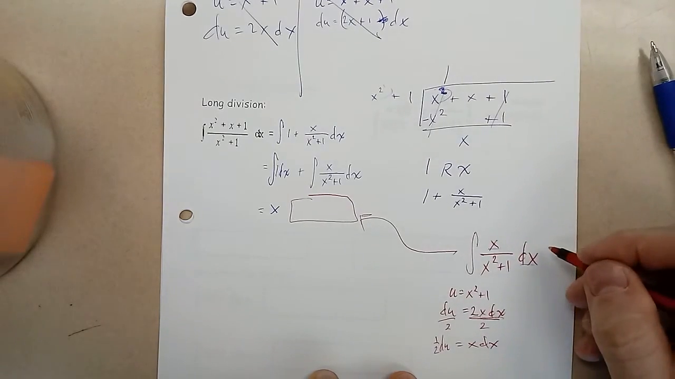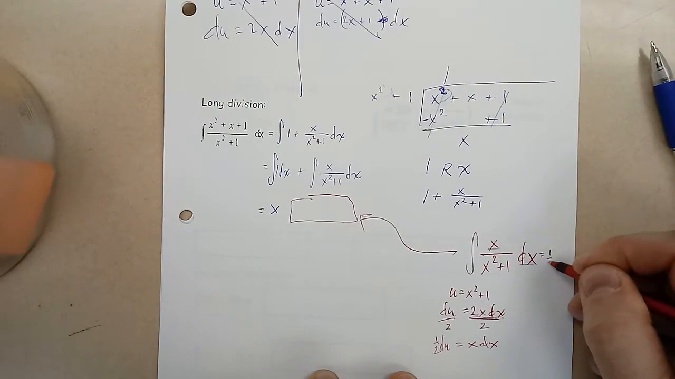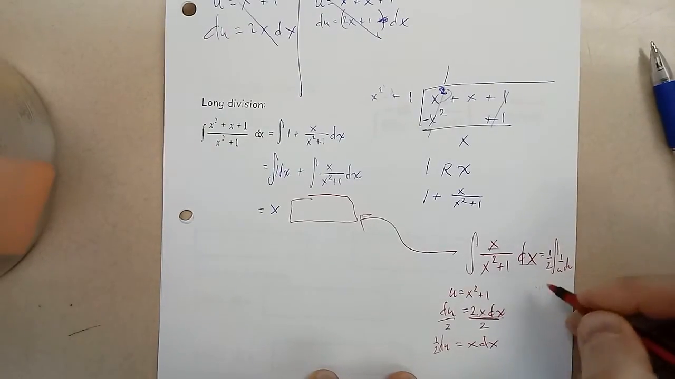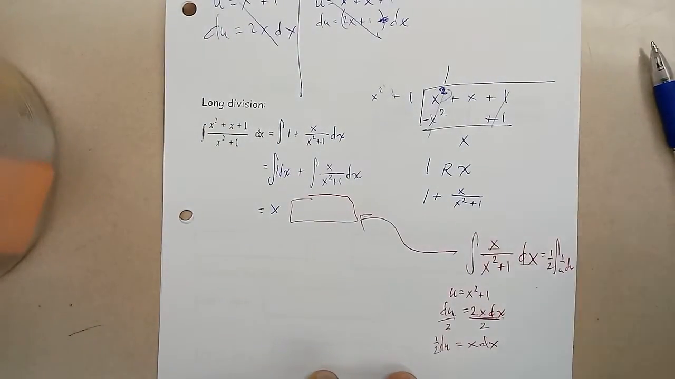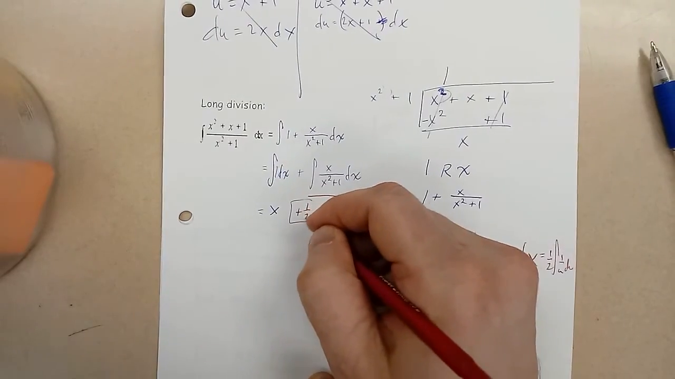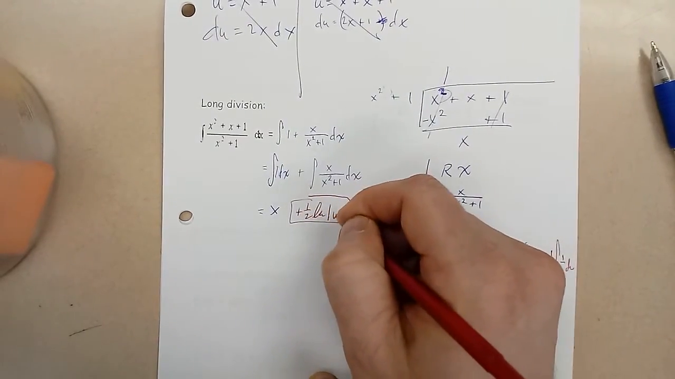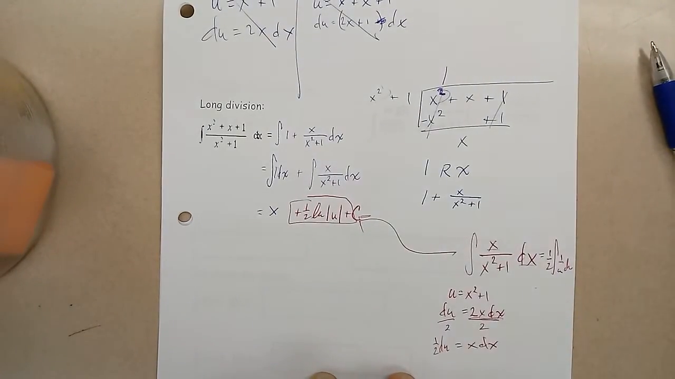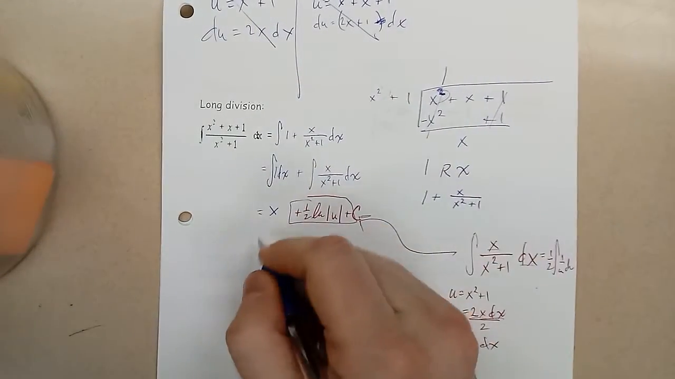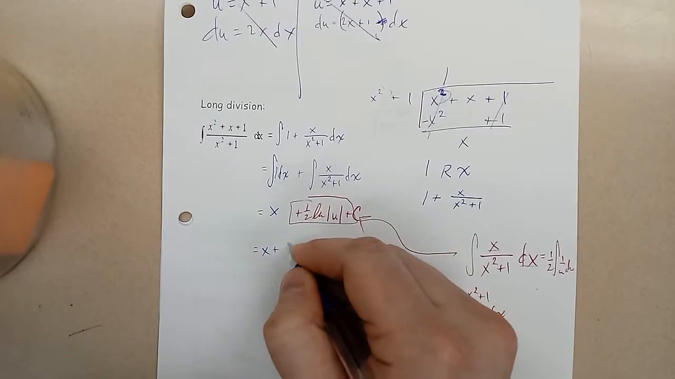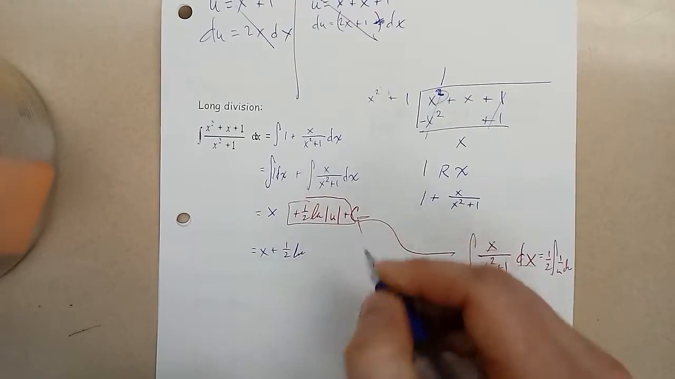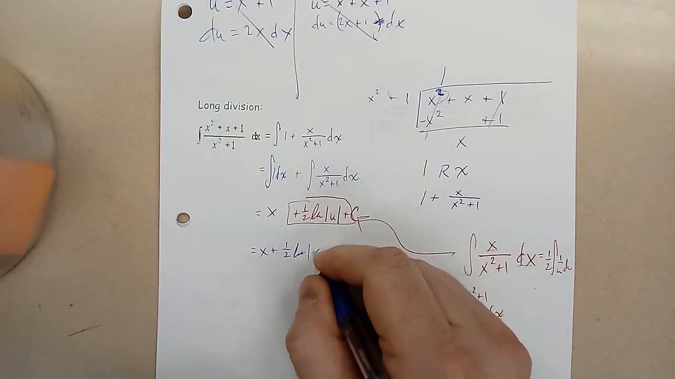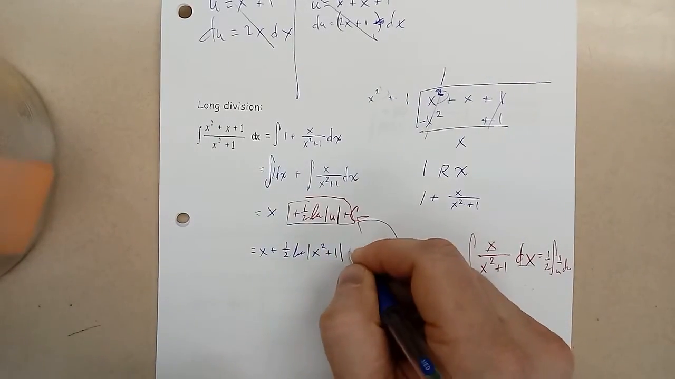So now I can rewrite this as 1/2 times 1 over u du. So now I can write plus 1/2 natural log of the absolute value of u plus c. And we'll just finish it up by resubbing in our u value. So x plus 1/2 natural log absolute value of x squared plus 1 plus c.